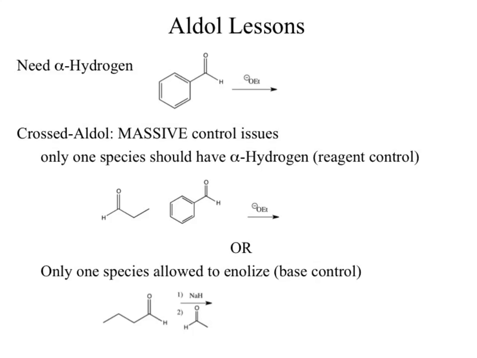Okay? So ideally, we'd set it up where only one species has alpha hydrogens. Under those circumstances, I can really only generate one nucleophile. I should maximize or be able to maximize my yield of my crossed aldol product. The other option is I allow only one species to enolize, okay, by using a different base control. So we've got different ways that we can control our aldol reactions by either changing the amount of reagents or by changing our bases. Okay? Those are the big lessons out of our aldol reactions. Questions?